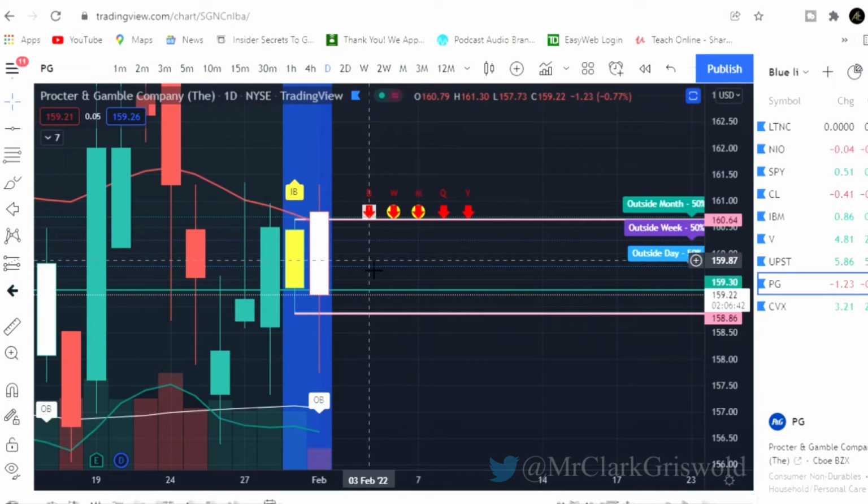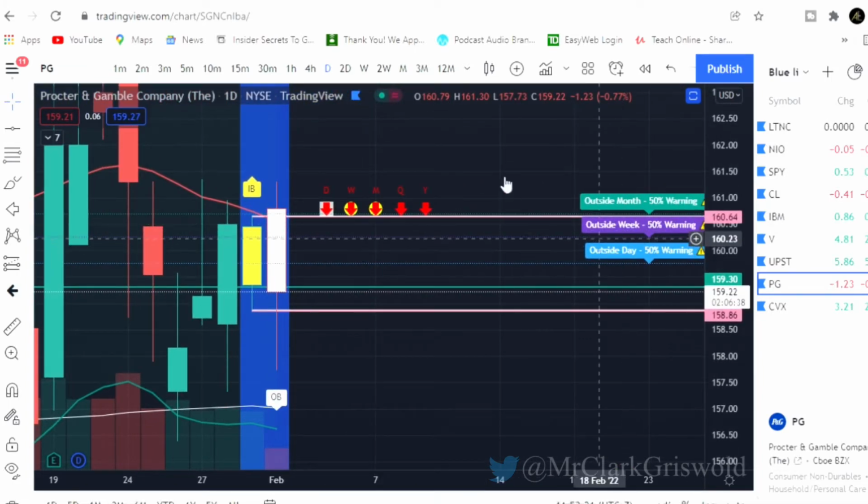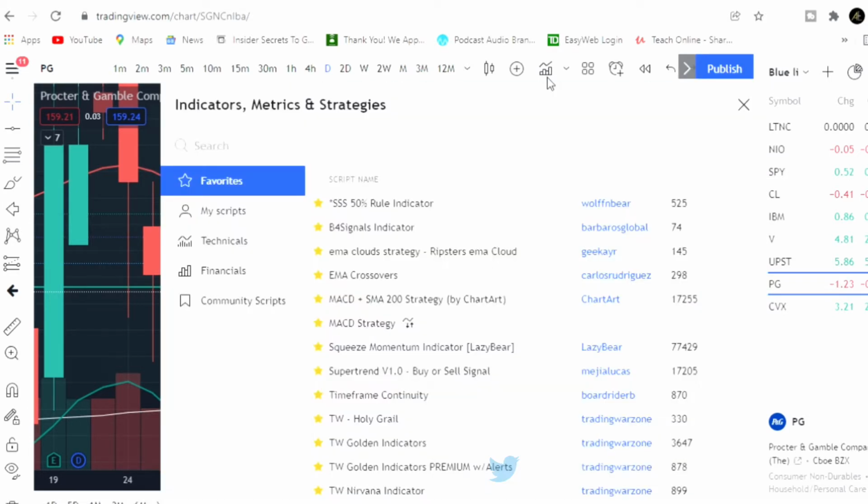If I go back to the day, you're saying, well, how do I know how to get in? Look, I've got these indicators set up here. I'm going to show you how to get those. We click on our indicators and strategies up top here, and the Star SSS 50% rule indicator by Wolf and Bear. That's what I use there.